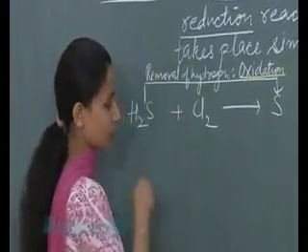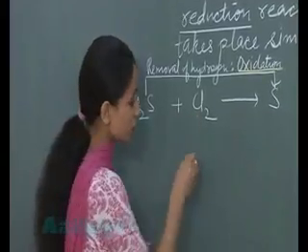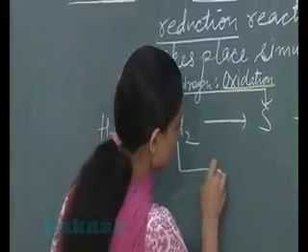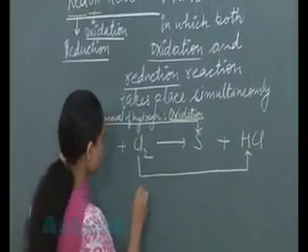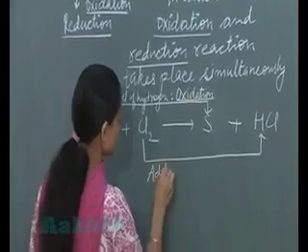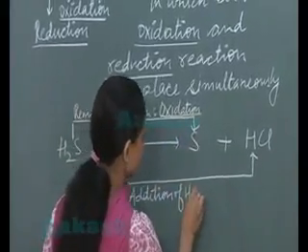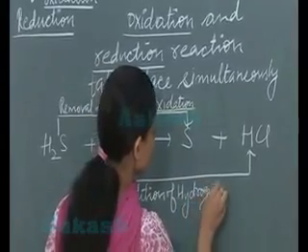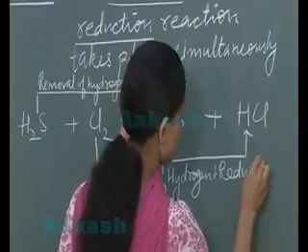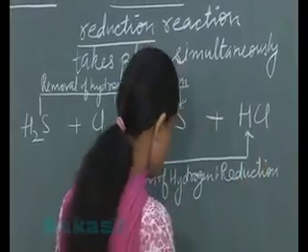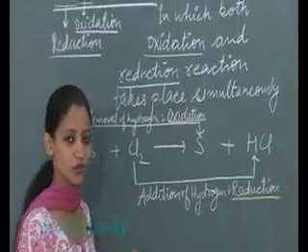What about the second reactant? Students, to this reactant, chlorine, hydrogen is getting added. Now students, when hydrogen is added, that reaction is known as reduction reaction. So here it is addition of hydrogen. And students, addition of hydrogen is what? It is reduction. So students, when both oxidation and reduction reactions are occurring simultaneously, that reaction is known as redox reaction.